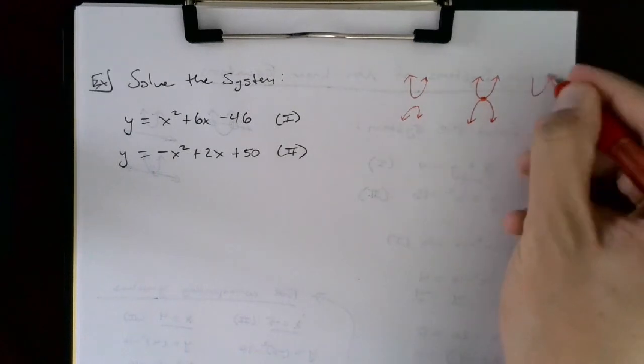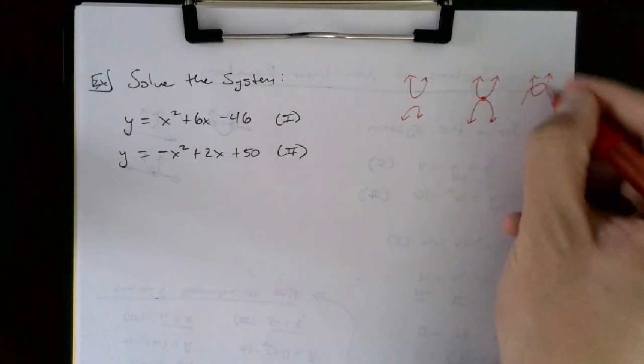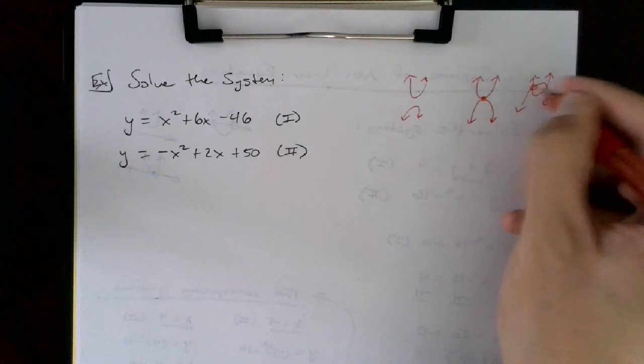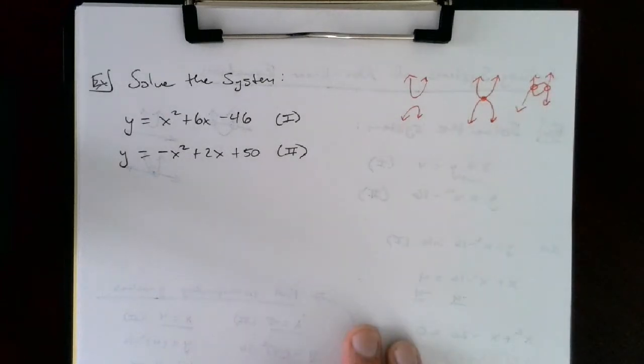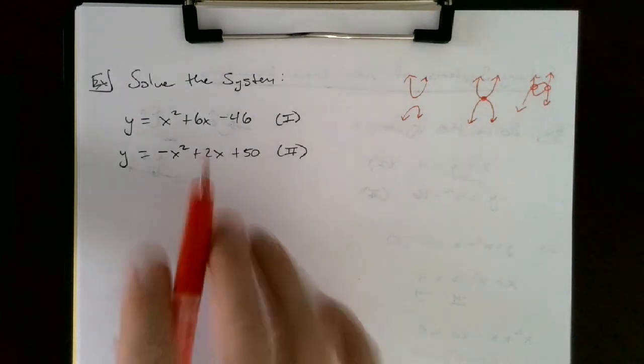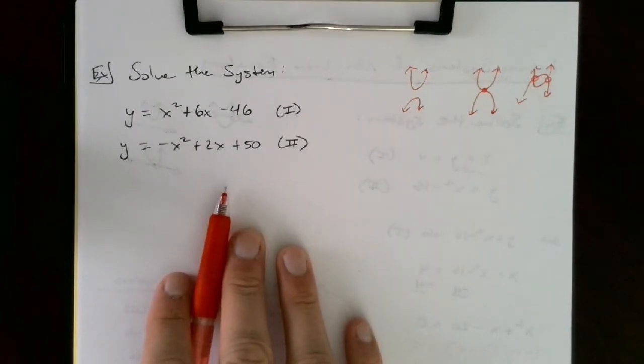Or you could have parabolas that intersect with each other. So again, you can have more than one solution. You could have no solution or just one solution. But to solve this system, the idea is that you want to solve either by substitution or elimination.